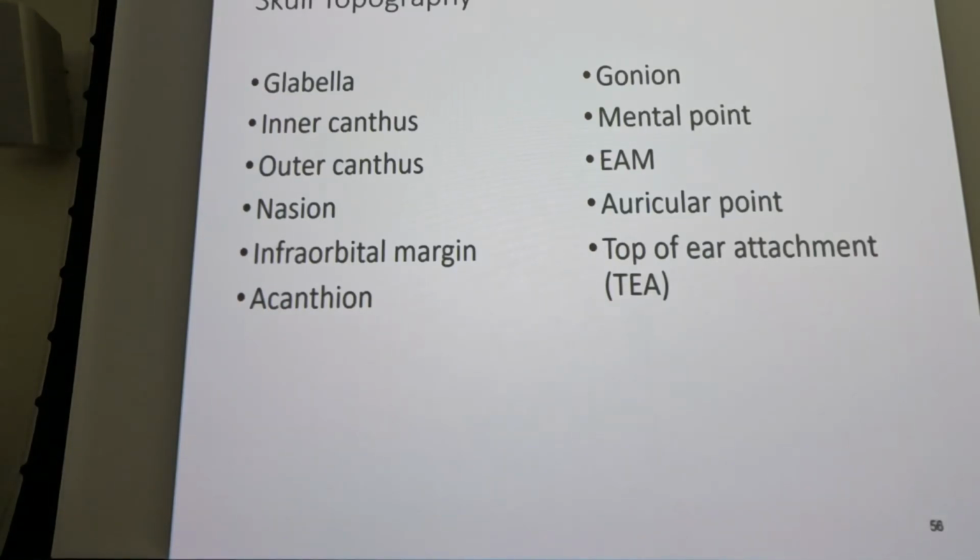If you look at page 29, you'll see these terms demonstrated on the drawings there. So we already talked about the glabella. The intercanthus is the inner portion of the eye where the eyelids come together. If you have an intercanthus, then naturally you're going to have an outer canthus.